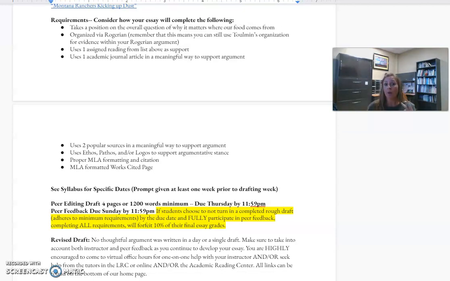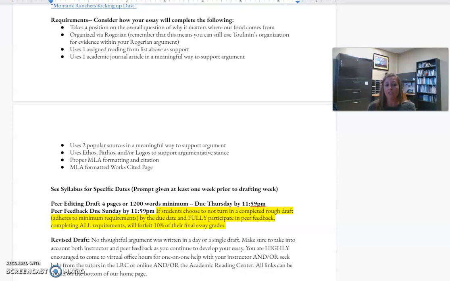Then you're going to find 2 popular sources. So that means like a newspaper, something trustworthy. National Geographic is a great place to start. PBS, something that is a trustworthy source that can give you some credible information.